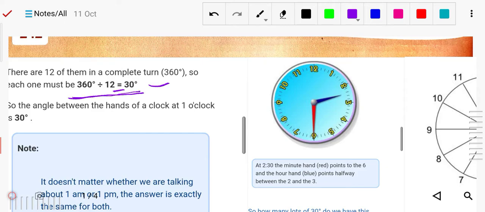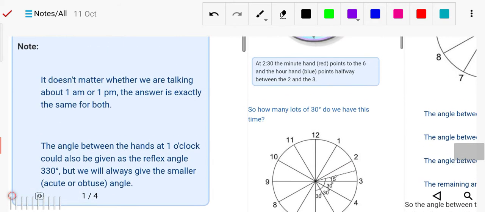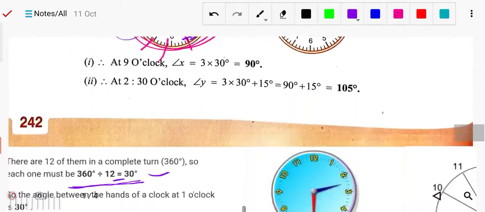Now here is a note. It does not matter whether we are talking about 1 am or 1 pm. The answer is exactly the same for both; am or pm will not change the degree. The angle between the hands at 1 o'clock could also be given as a reflex angle of 360 minus that angle, but we will always give the smaller acute angle. What is a reflex angle? I will tell you that, but first you see here.